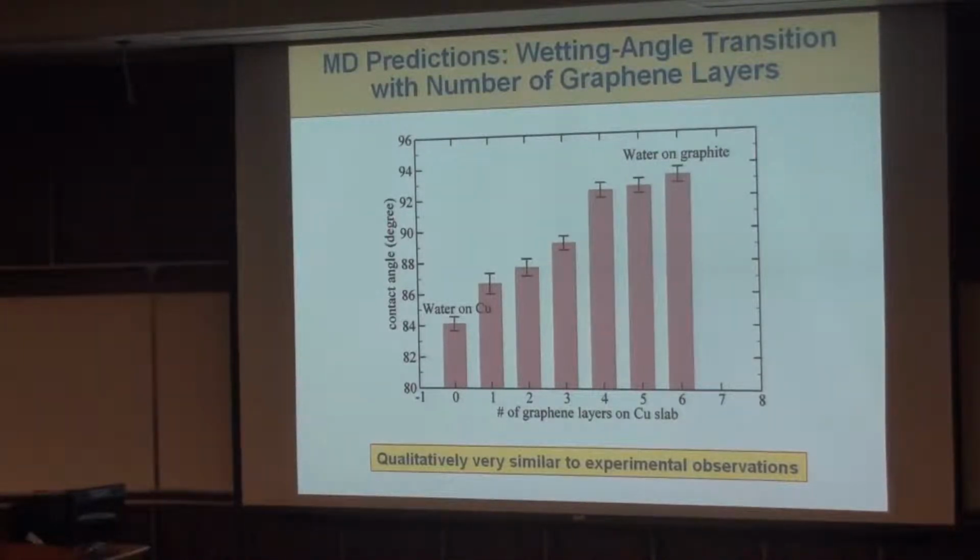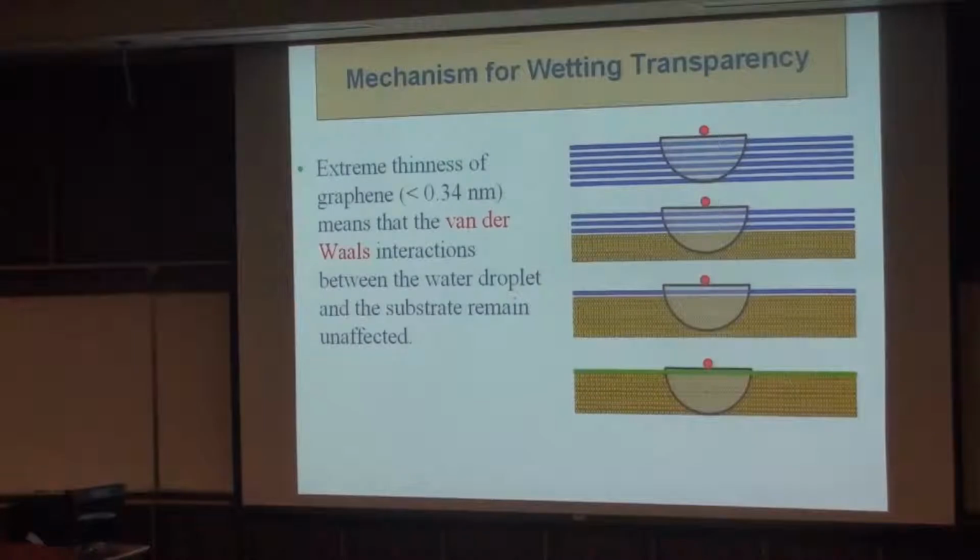So experimentally and in terms of the MD simulations, we see qualitatively at least the same behavior. So why is this happening? This is our hypothesis: if you look at any perfectly clean metal surface, like copper, there will be actual chemical binding between water and the metal surface, and the water will be completely hydrophilic.